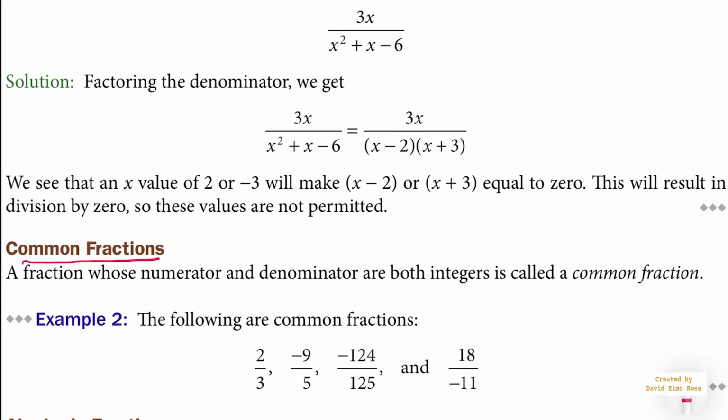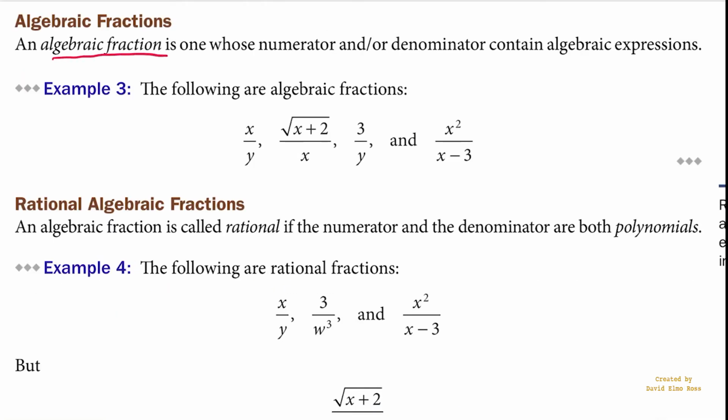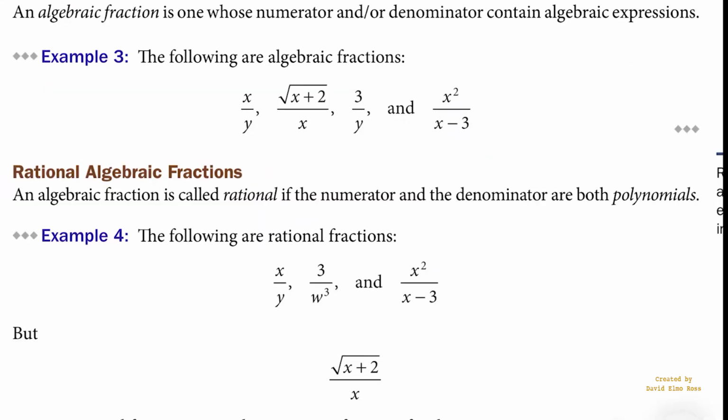Common fractions are fractions whose numerator and denominator are both integers, such as 2 over 3, minus 9 over 5, minus 124 over 125, and 18 over minus 11. An algebraic fraction is one whose numerator and/or denominator contain an algebraic expression. So these are all examples of an algebraic fraction. An algebraic fraction is called rational if the numerator and the denominator are both polynomials. So these are 3 valid algebraic fractions.